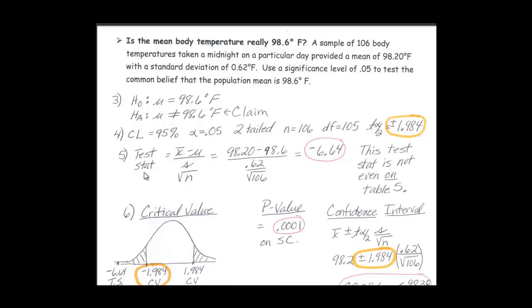Okay, so we're plugging into our test statistic formula. Again, the sample mean comes first. What we're testing, our population mu, comes second. So plug all of this in, and I come up with a super low test statistic, negative 6.64, and we can see that that is going to be in that lower tail, far below negative 1.984. So just looking at that, we know that.